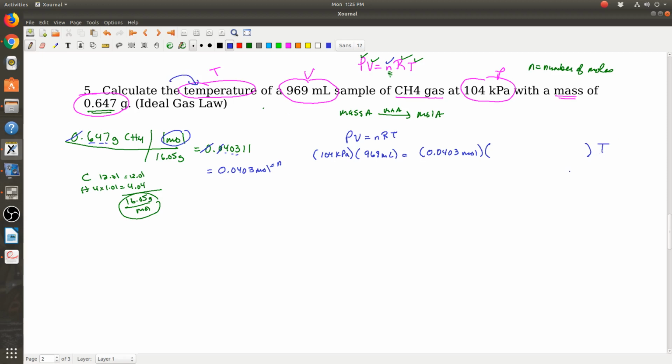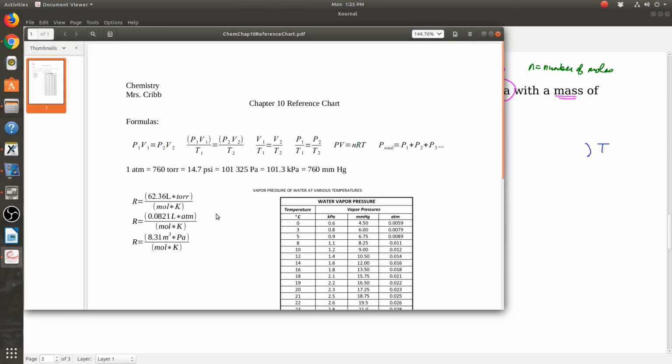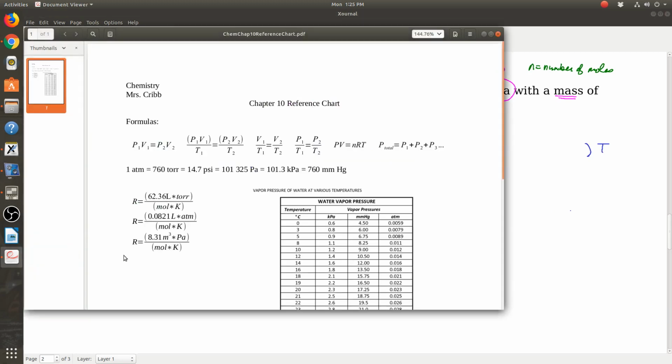All right, so I've got to figure out which R to use. I don't know. I always have to look. So I'm going to go to my reference sheet, and let's see what units I have here. I have kilopascals and milliliters. My R values do not have kilopascals, they have pascals. And they don't have milliliters, they have liters. So I've got to convert some things so that I can use one of these R values. So this time I'm going to use my liters, and I'm going to have to convert to liters and to torr.